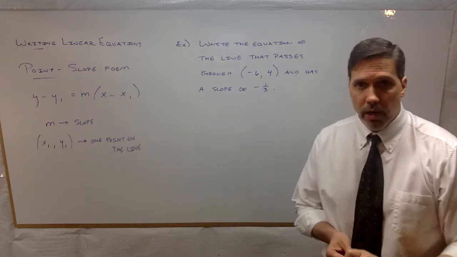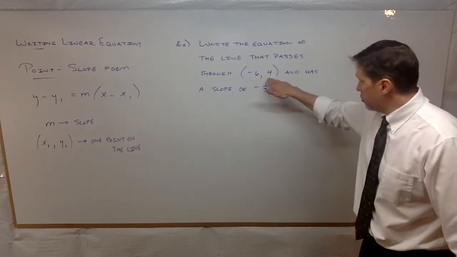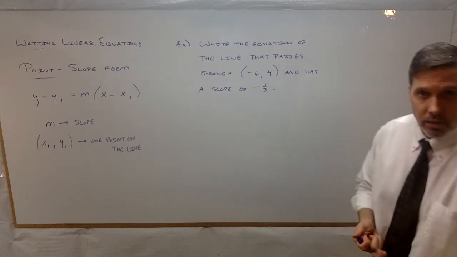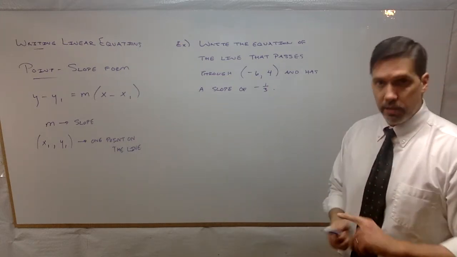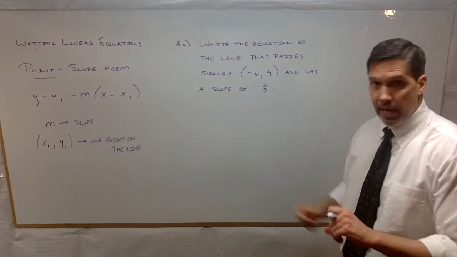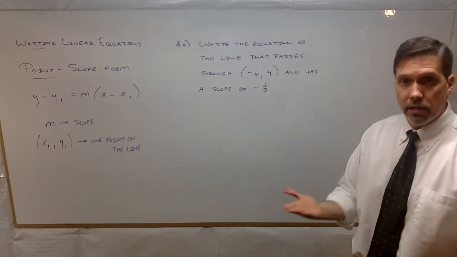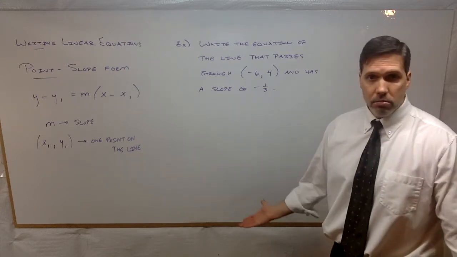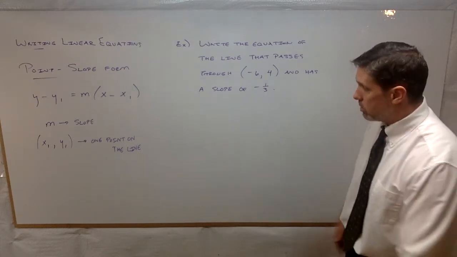So they want you to write the equation of a line that passes through this point. So this is a point on the line, and this is that line's slope. So there's only one line in existence that passes through this point and has this as its slope. They're asking you to actually find the equation of that line. Now, graphing this is not difficult. Very easily we could graph this.